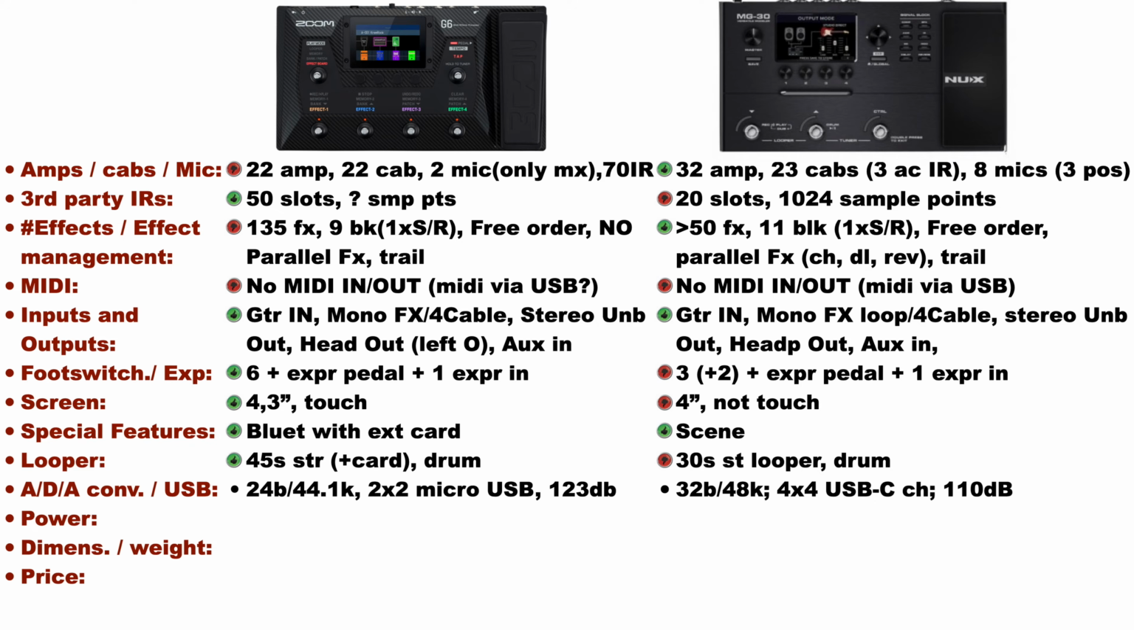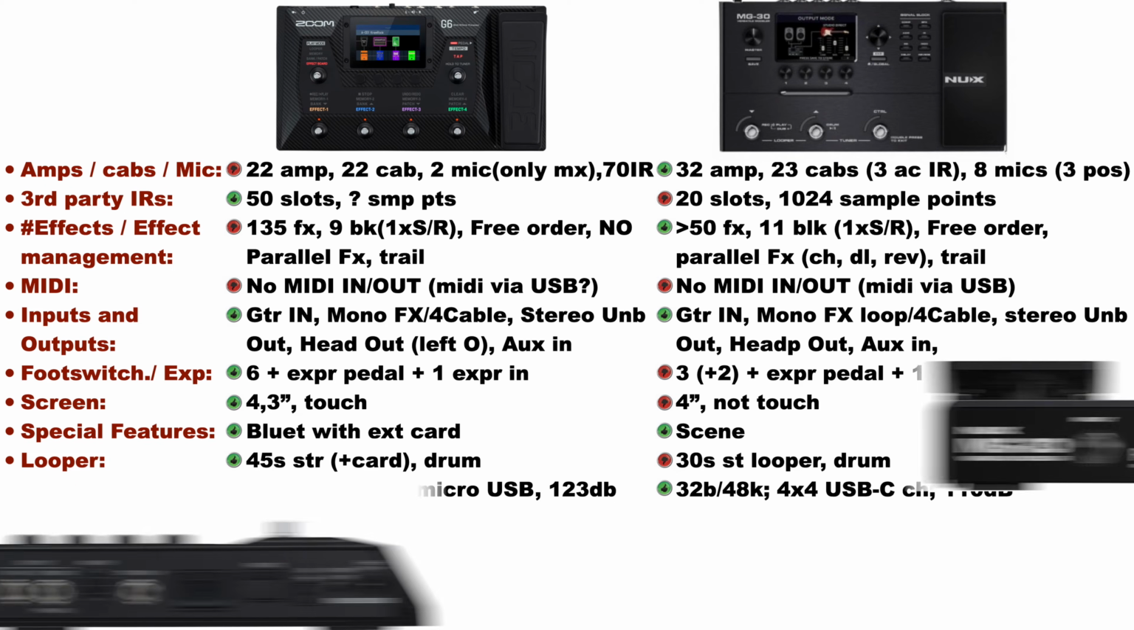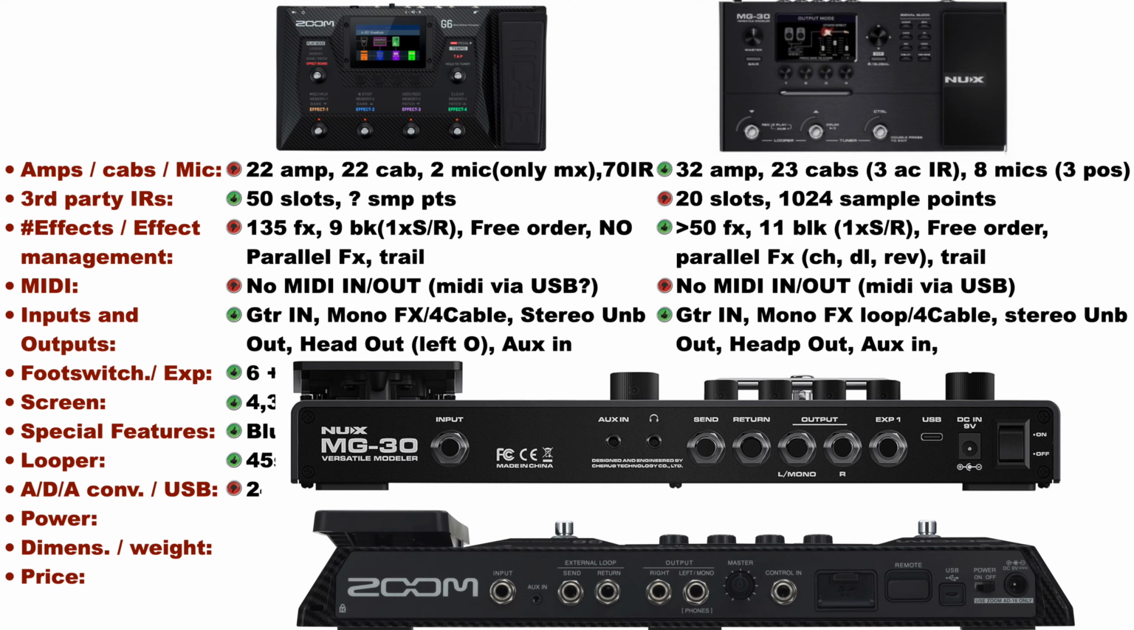As regards ADA conversion, the G6 offers 20 bit at 44.1 kHz with the 2 channels USB audio interface over micro USB, where the MG30 offers a 4x4 USB channels audio interface over a USB Type-C connection with 32 bits at 48 kHz audio converters. Therefore, I would give the thumbs up to the MG30 both for its 4 USB channels that are pretty useful while recording and for its Type-C connectivity, where the micro USB of the G6 is pretty unhandy to be used, as for instance it is not reversible.